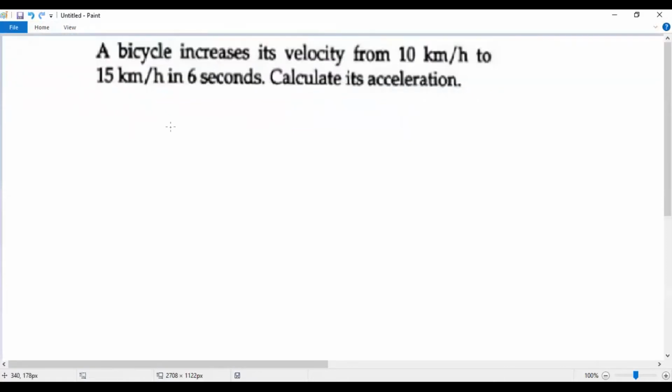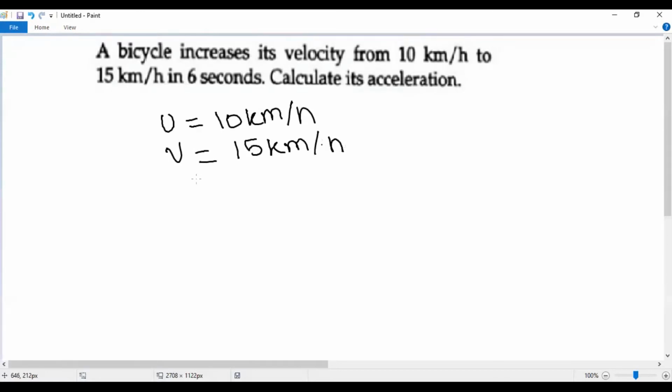So what we are going to do is that we know that it increases its velocity from 10 km per hour to 15 km per hour in 6 seconds. This means that it was moving with a velocity of 10 km per hour. It increased its velocity to 15 km per hour in time t, 6 seconds. Okay, so let's write u, which is the initial velocity, is equal to 10 km per hour, and v is the final velocity, that is 15 km per hour.